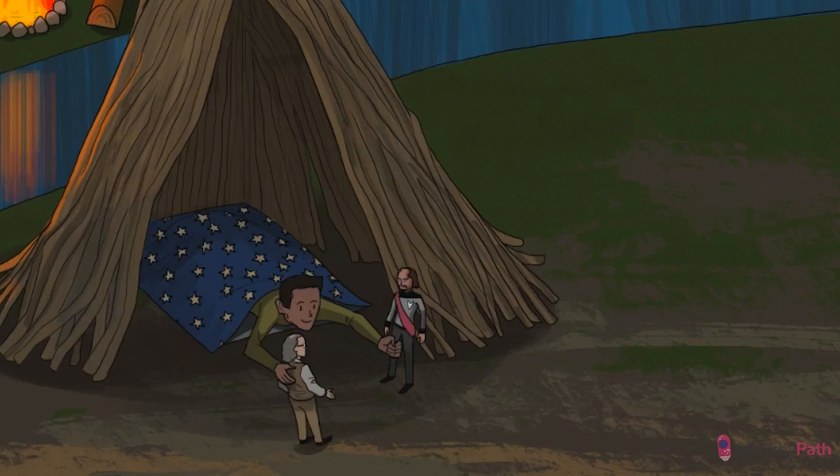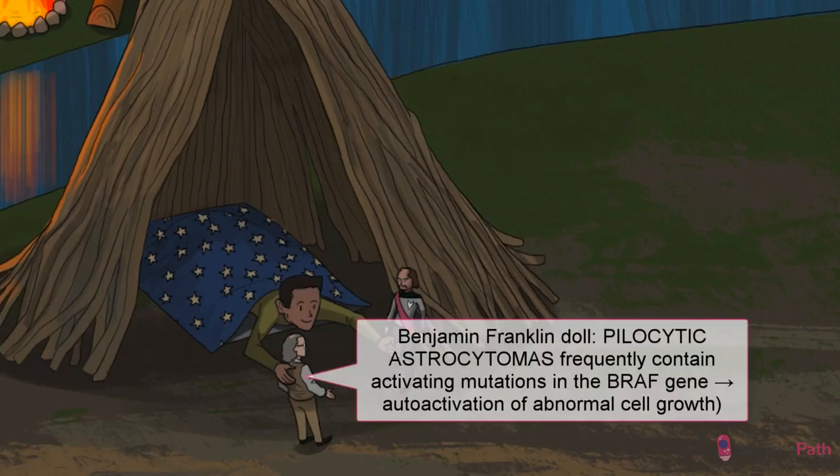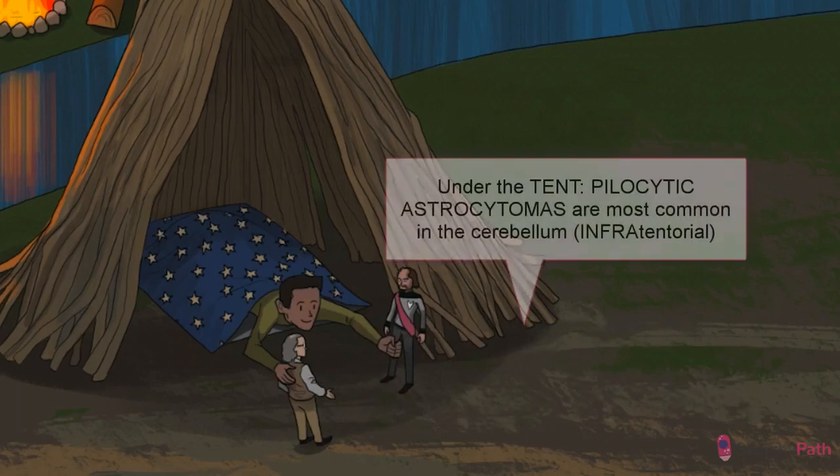A majority of juvenile pilocytic astrocytomas contain activating mutations in the BRAF gene, except those associated with NF type 1, causing autoactivation of abnormal cell growth. While BRAF mutations are common to pediatric astrocytomas, they're very rarely found in adults. The most common location of pilocytic astrocytomas is in the posterior fossa and, more specifically, the cerebellum.